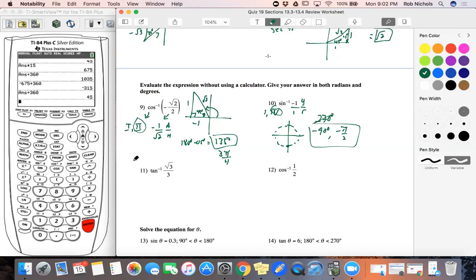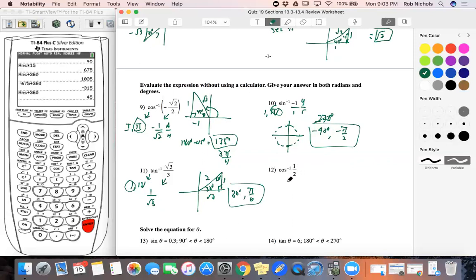All right, tangent is defined in quadrants 1 and 4. This is positive, so we want quadrant 1. Square root of 3 over 3, I'm going to go backwards and make that 1 over the square root of 3. So, triangle in quadrant 1. Tangent is opposite over adjacent, 1 over square root of 3. Oh my goodness, that's 2. The side opposite of 1 is a 30 degree angle. That must be 60 degrees. So my answer is 30 degrees, or pi over 6.